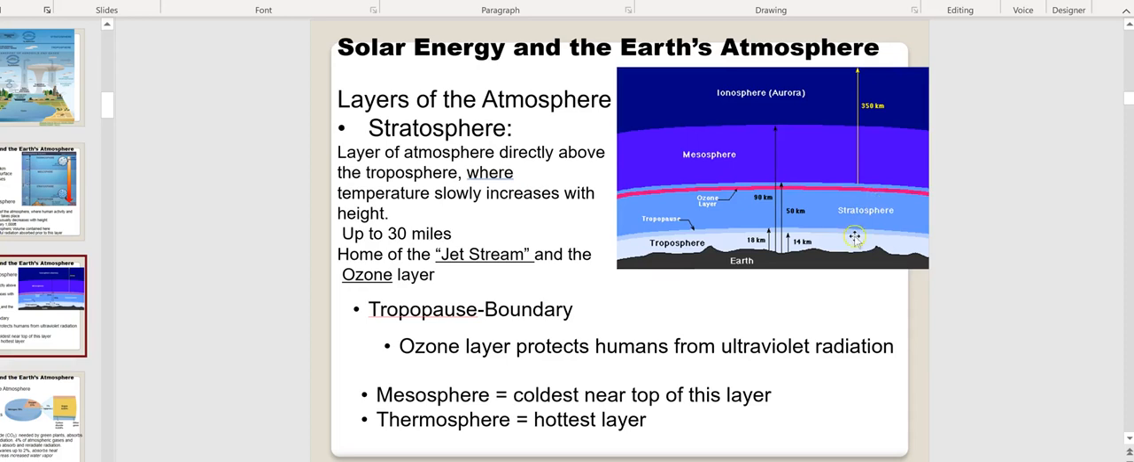It's one of the reasons why when you go up in the stratosphere, when you go up in elevation, it gets warmer, because the ozone layer is working diligently and very, very hard to absorb harmful UV radiation.